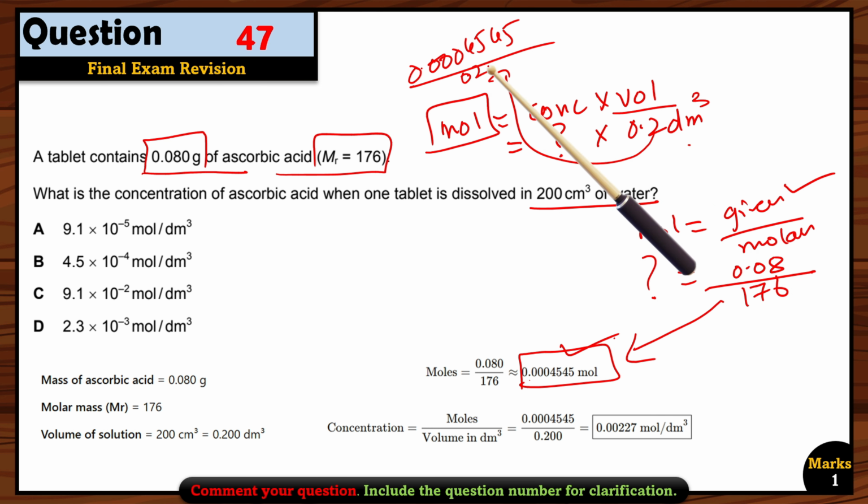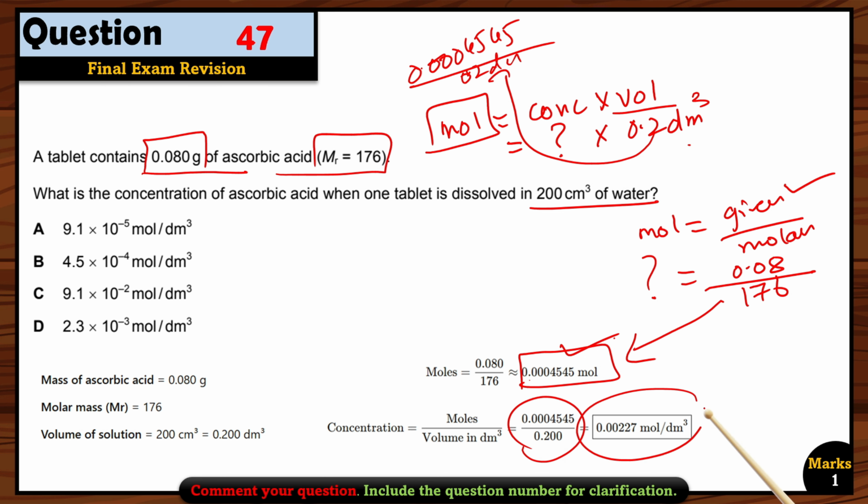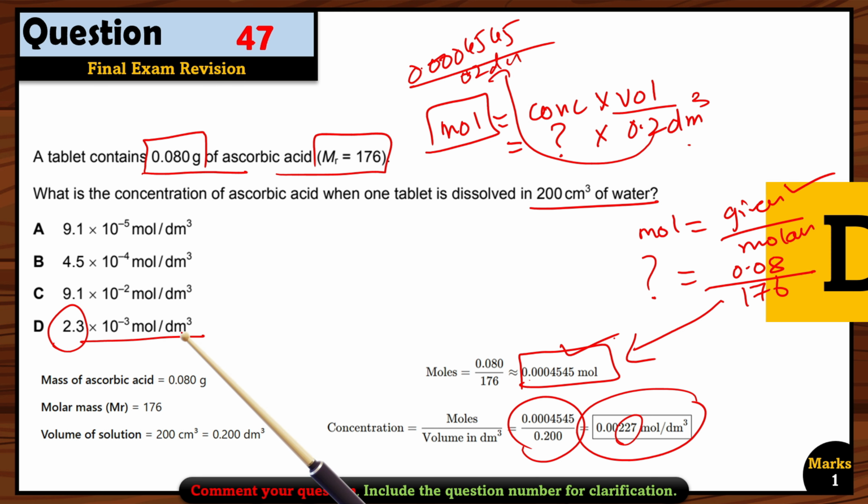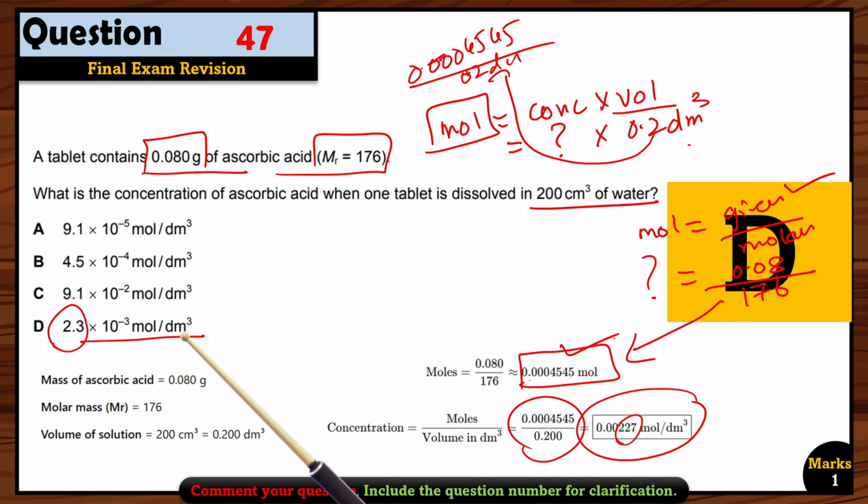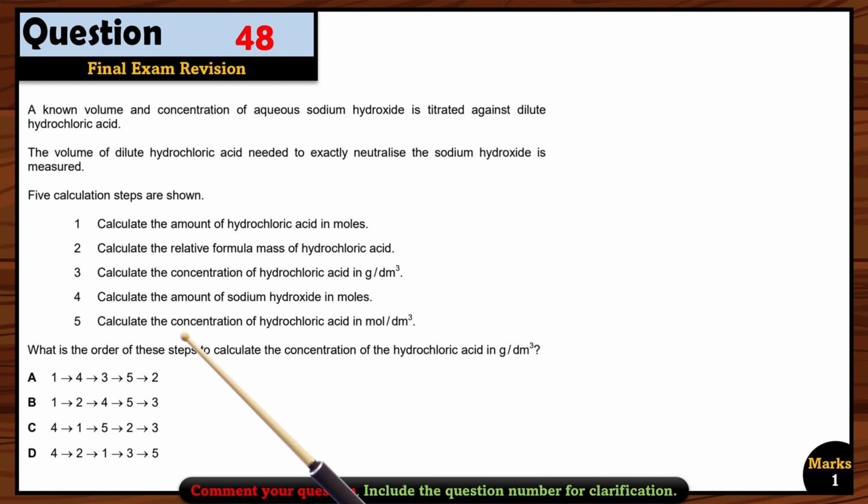It will come here and it will be divided by 0.2 dm cube. So what will be your answer? 0.00227 mole per dm cube. So can you find any answer that is related to 22.7? Yes, this is 2.3, right? Because it's one decimal place. So that is the right answer. Option D is the right option. Okay, so I hope it's clear. We are just using the moles formula, and two moles formulas are used according to the situation.